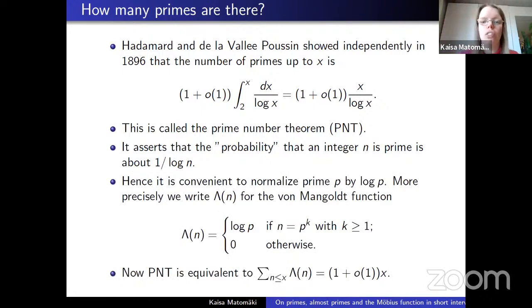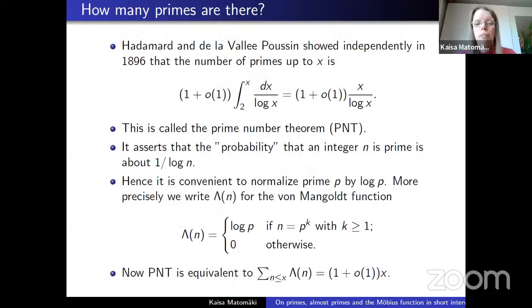And for this reason, or actually for more technical reasons, it's convenient to normalize primes by a weight log p. So we write Λ(n) for the von Mangoldt function, which is log p if n is a prime power, and 0 otherwise. The prime powers are so rare that we don't have to actually care about them. So essentially it gives the weight log p for every prime, and the weight 0 for everything else. Now the prime number theorem is equivalent to the fact that the average value of the von Mangoldt function is 1. If you sum it up to x, you get about x.